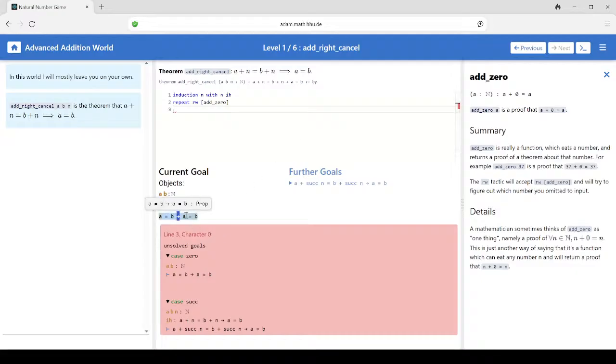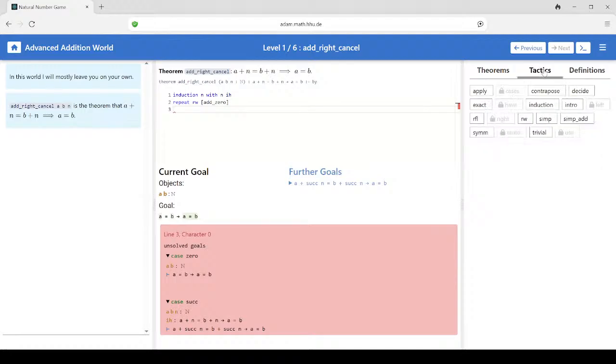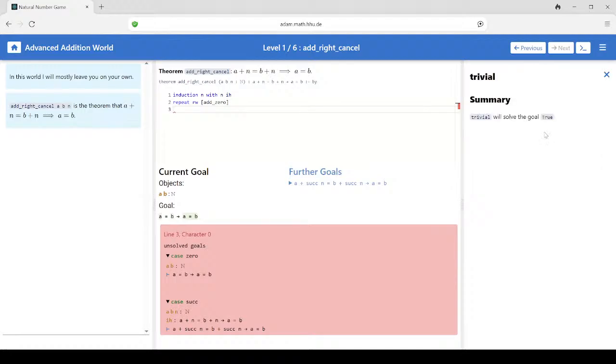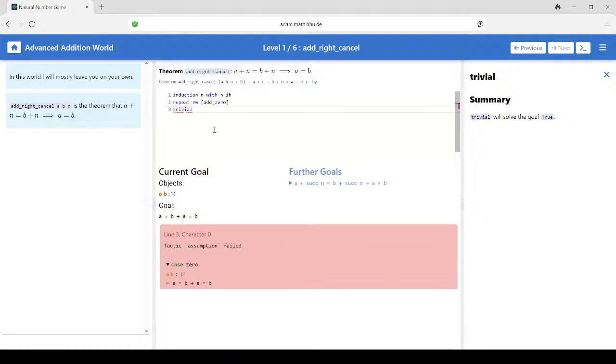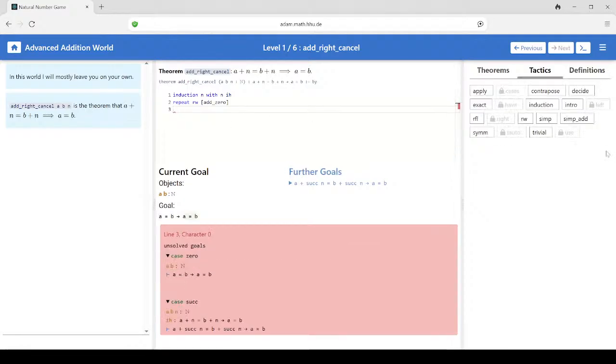Oh, but right, we got this implies in here. And I don't think we can solve it. Wait, what if tactic trivial will solve the goal for true? This is true. Will this do anything? No. What about what else? A equals B implies A equals B.